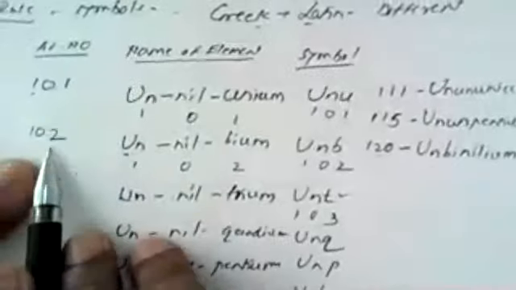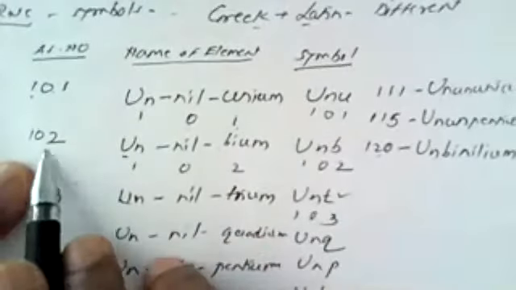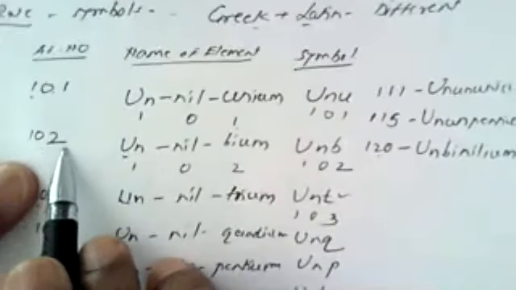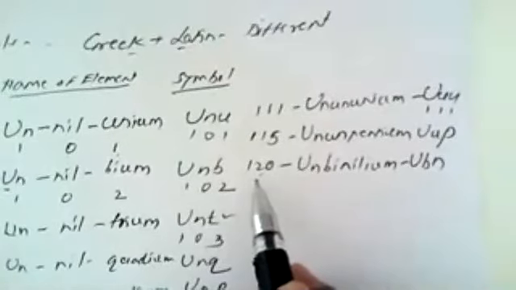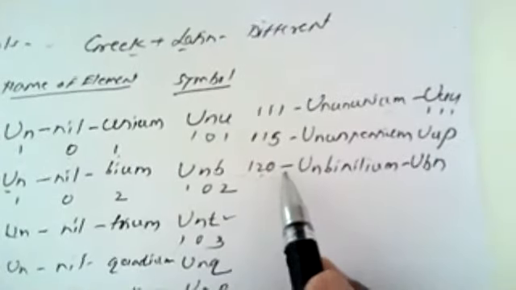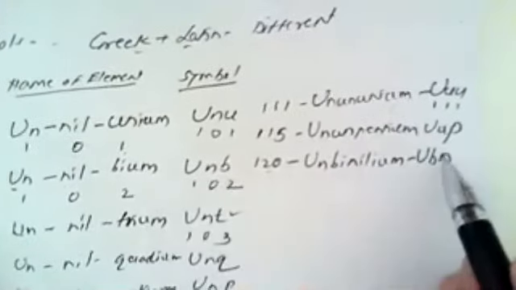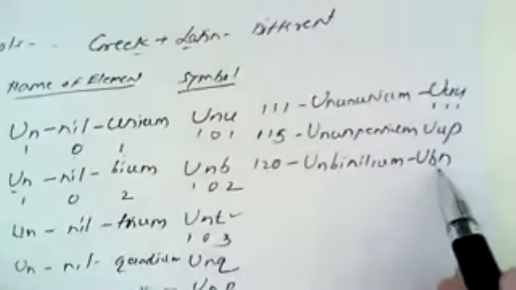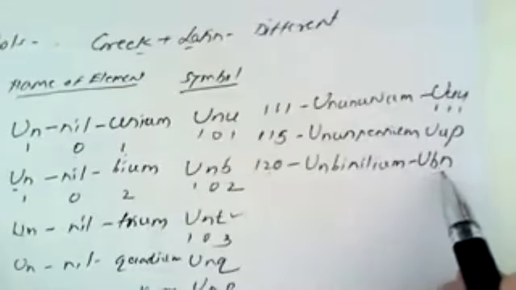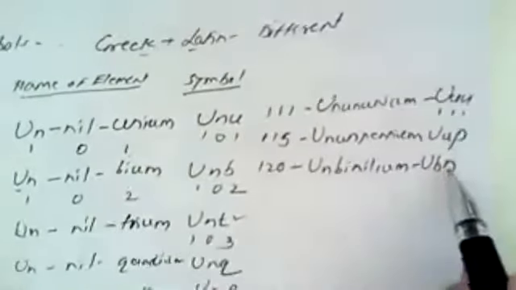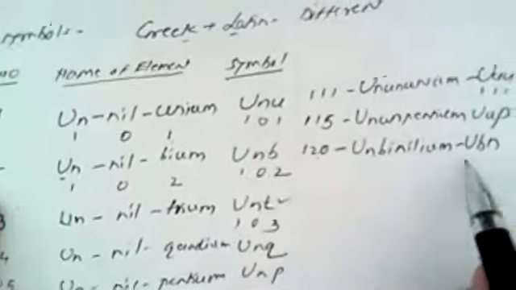for atomic number 102, the name is unnilbium, but an exact reverse name is there for atomic number 120, it is unbinilium. Here the symbol is UNB, but here the symbol is UBN. So if you make a mistake during the writing of this, then the atomic number or the name may change. So this is a drastic feature.